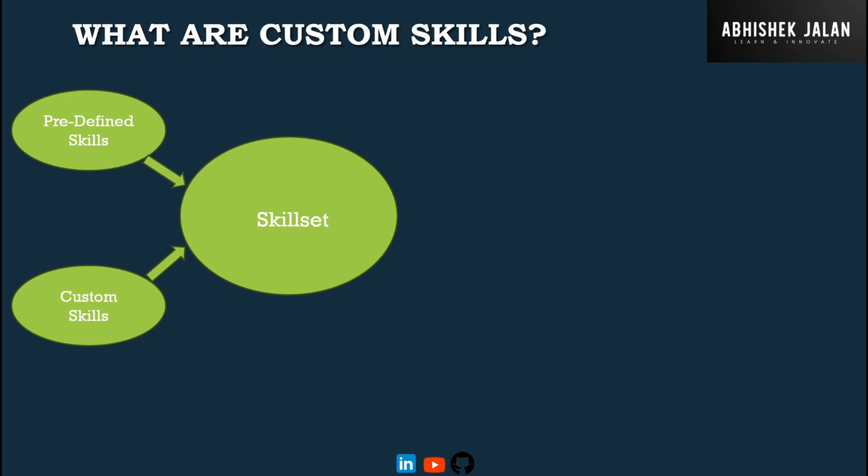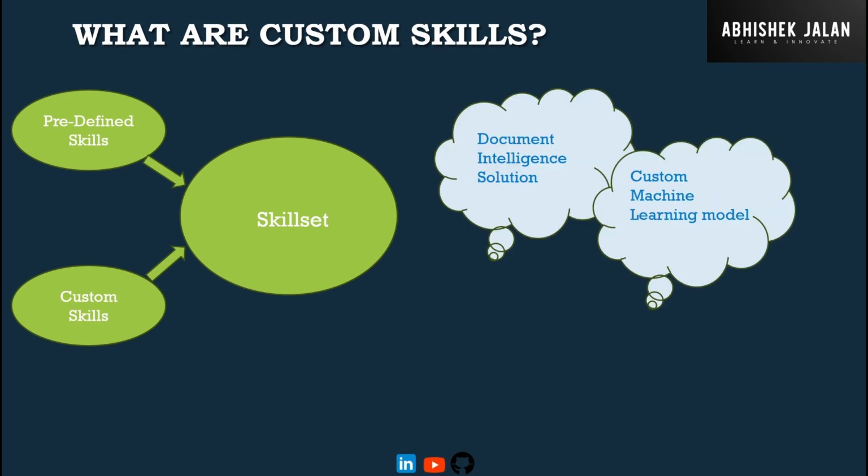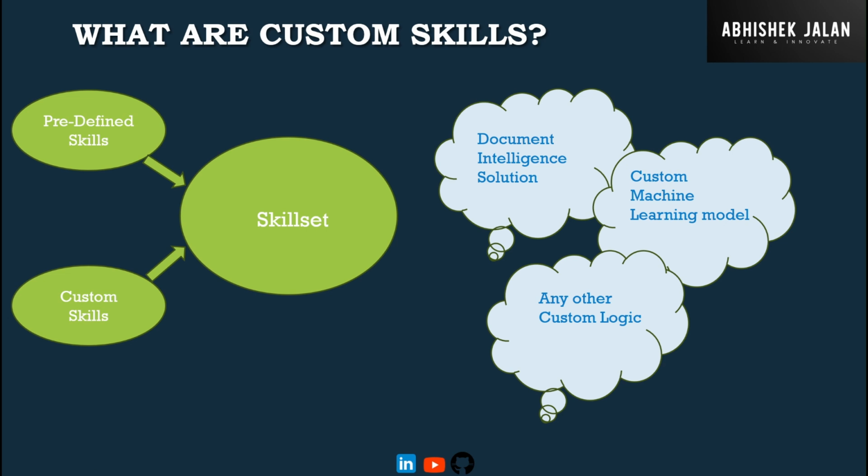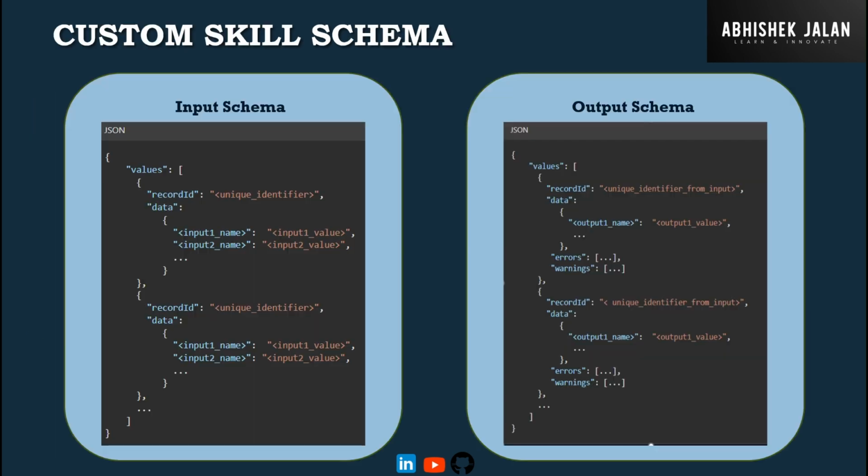This can be anything. You can have multiple custom skills added to your solution. This can be a document intelligence solution or a custom machine learning solution for a specific purpose, or you can use any other custom logic as a skill and add it to your skill set.